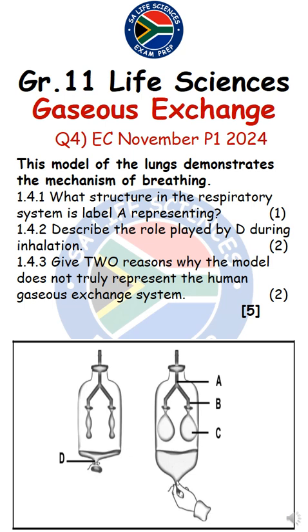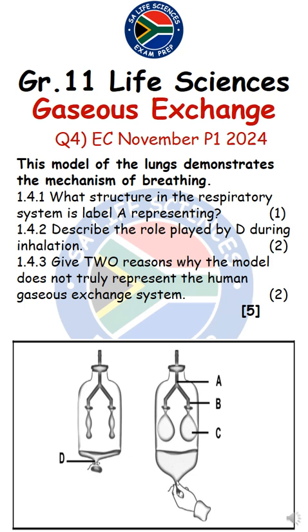Can you answer these 3 questions from the Eastern Cape November Life Sciences exam? Before we do that, let's go through the labels. The model shown below is of the lungs and it demonstrates the mechanism of breathing. Label A is pointing to the trachea, label B is pointing to the bronchi, label C is pointing to the lung, label D is pointing to the diaphragm. Now let's go through the questions.